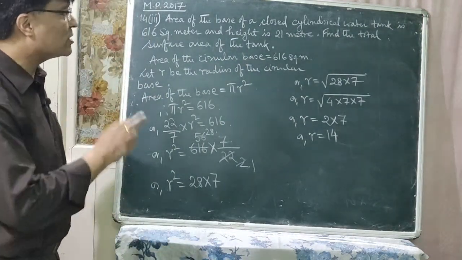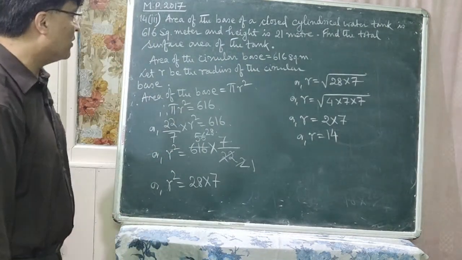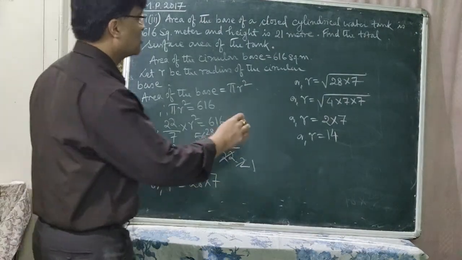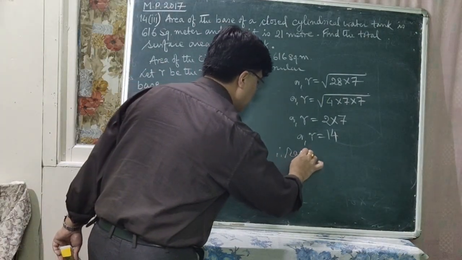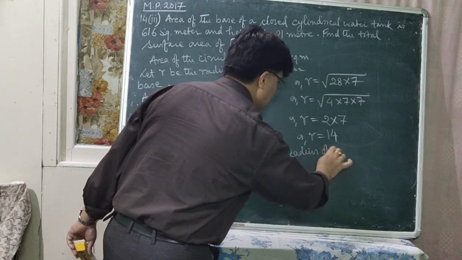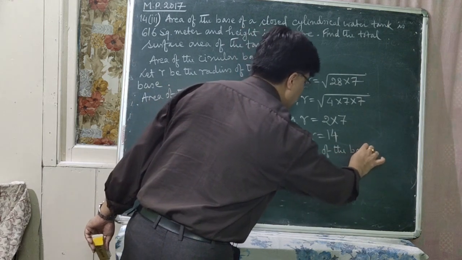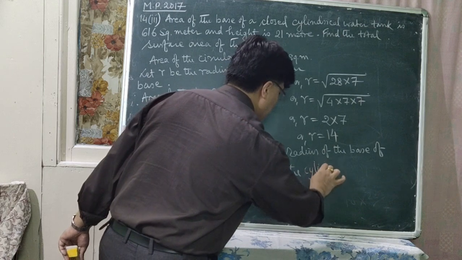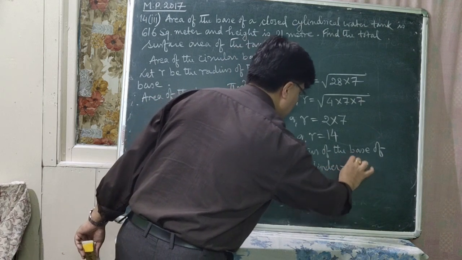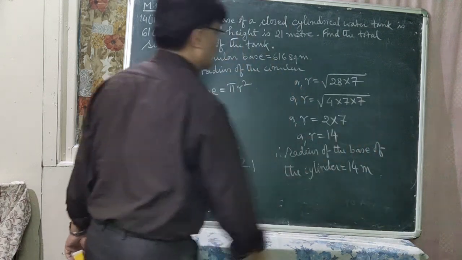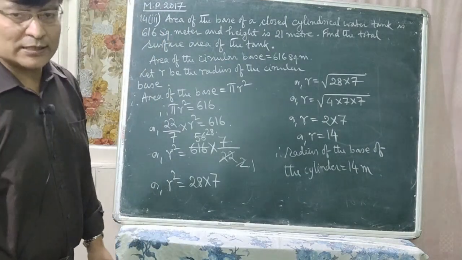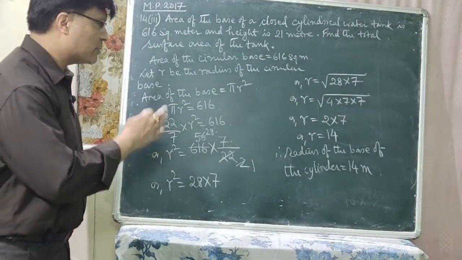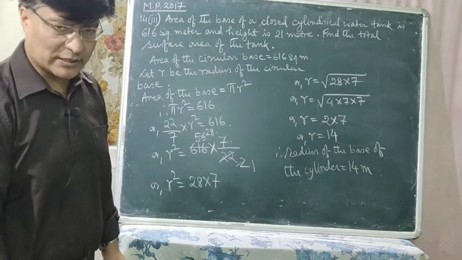So what is the radius of the base of the cylinder? This is 14 meter. So therefore the radius of the base of the cylinder is equal to 14 meter. So I think you have understood it. What is the radius of the base of the cylinder? That is 14 meter.